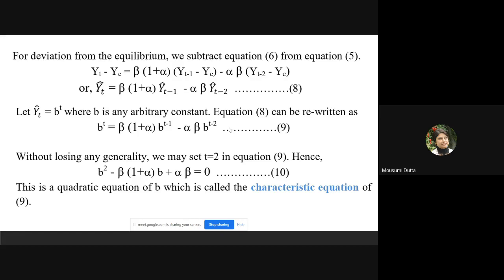Hence, we get a quadratic: B square minus beta into 1 plus alpha. This I am putting on the left hand side, the entire thing. So minus beta into 1 plus alpha into B, since T is equal to 2, plus alpha beta, B to the power 0 is equal to 1. This is equation number 10, and this is a quadratic equation in B, which is called the characteristic equation of 9.